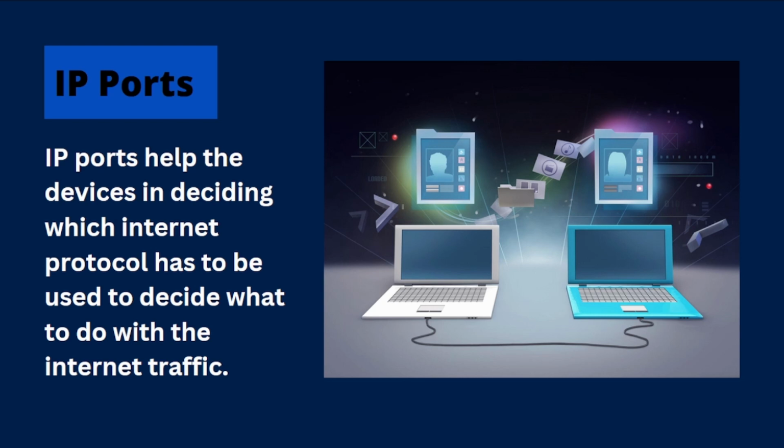So far we learned about IP addresses, DNS, and how IP addresses are used for identification purposes. But now what's with the IP port? Internet Protocol port. Just like how an IP address helps in communicating with different devices on a network, ports also help the devices on a network in deciding which internet protocol has to be used to decide what to do with the internet traffic. We'll learn more about internet protocols in the upcoming videos. For the time being, what we need to remember is that an IP port will identify which internet protocol has to be used to deal with the incoming traffic.